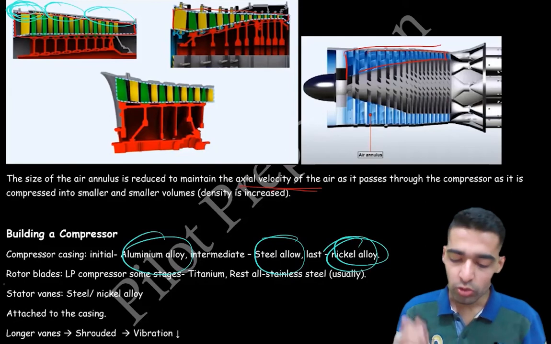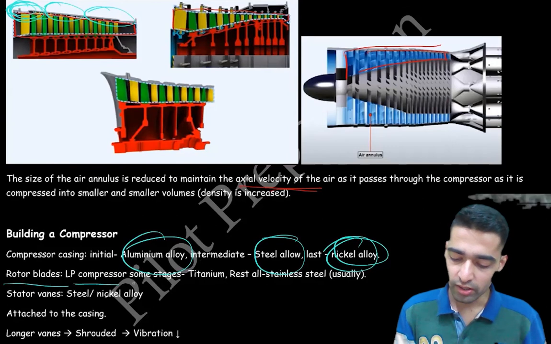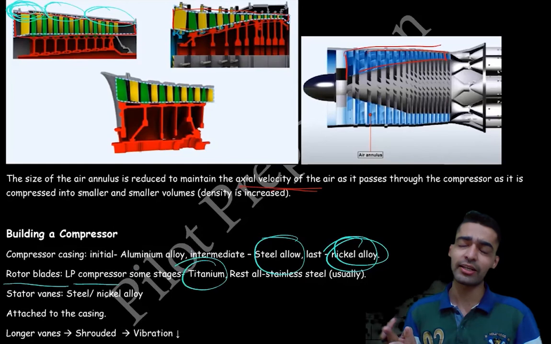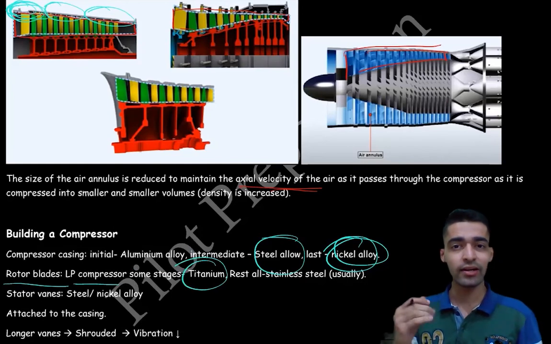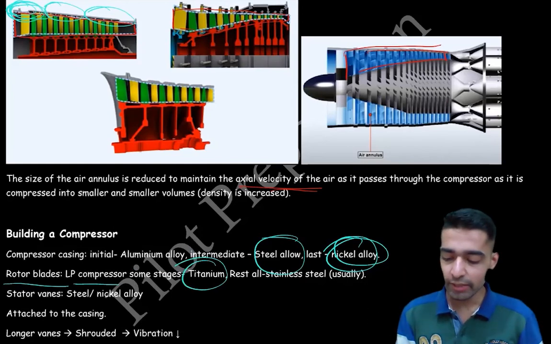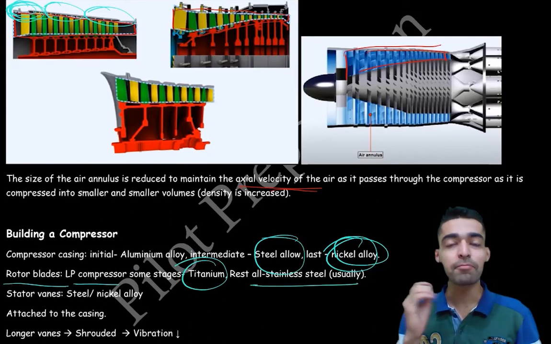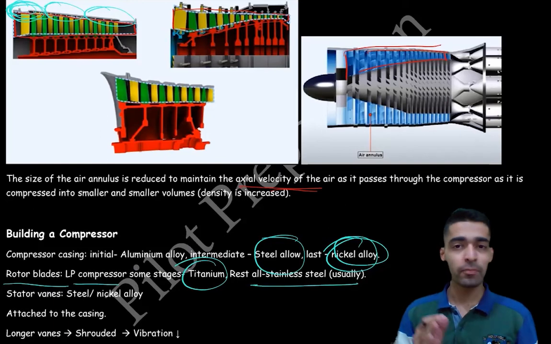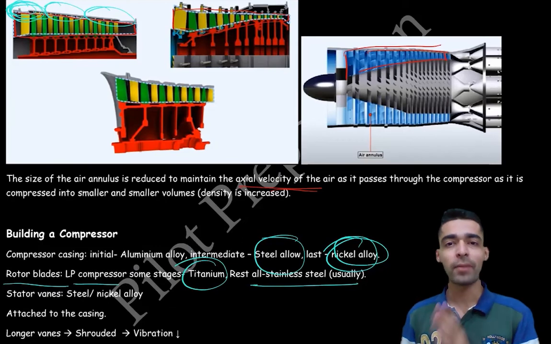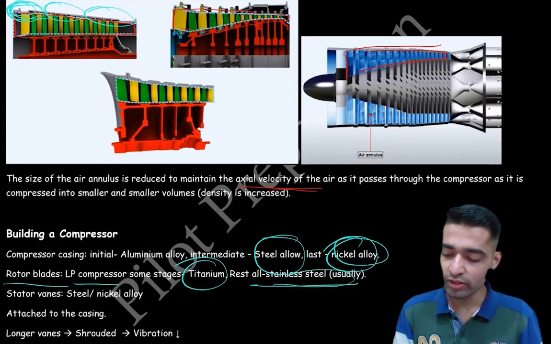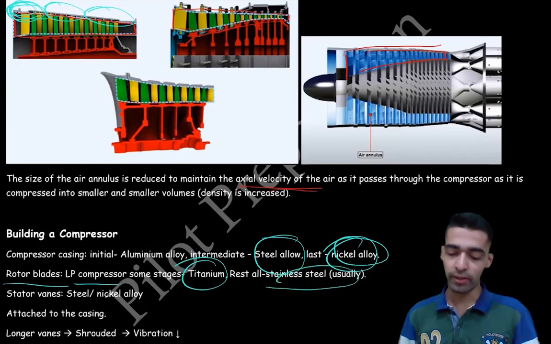Then talking about the rotor blades, the rotating blades, what are they made up of? So in the low pressure compressor, some stages are made up of titanium. Why titanium? Because it is very light in weight and it is very strong as well. But titanium is not used for the last parts or the later parts. Why? Because titanium can melt at high temperature. And because the compressor also increases the temperature, we cannot use titanium for the inner part of the compressor.